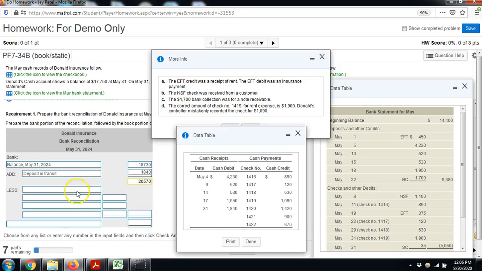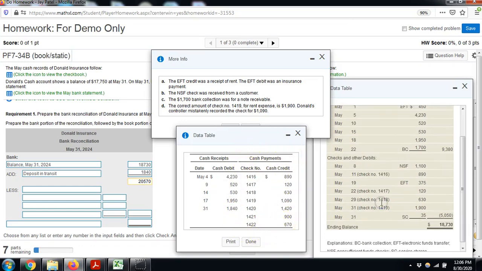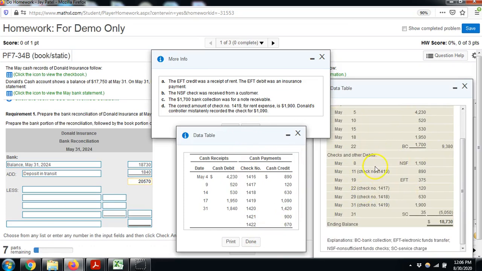So now what we have to subtract, typically, is either checks that have been written and not yet deposited, or bank errors or something like that. So let's first do the checks outstanding. In this data table, we have in our accounting books all the checks we've written. And in the bank statement over here, we have what checks were actually deposited.